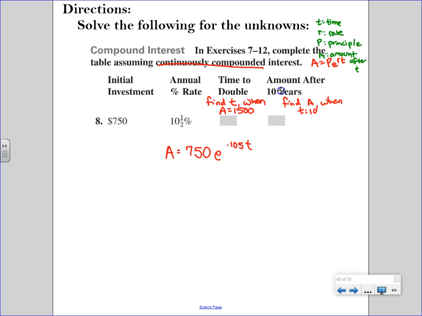I'm using this model. I should get my calculator too. Oh, you didn't plug it in.